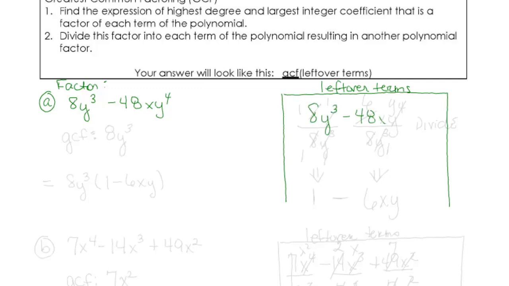Just as a review, okay? It needs to be focused. All right, so two parts. First, we want to find the GCF part.